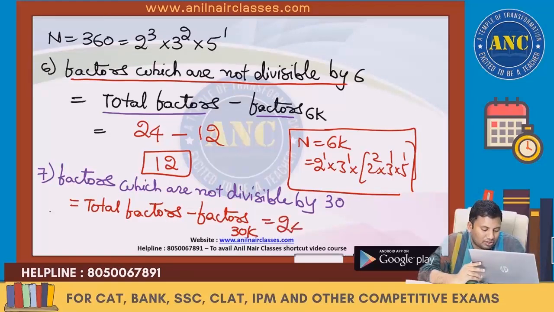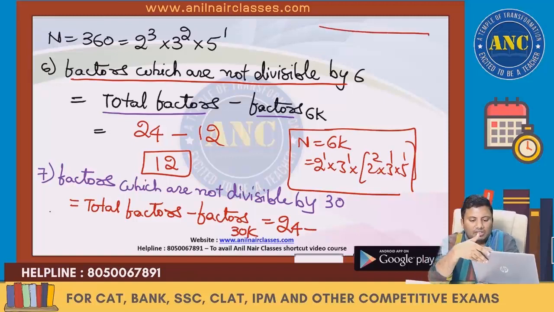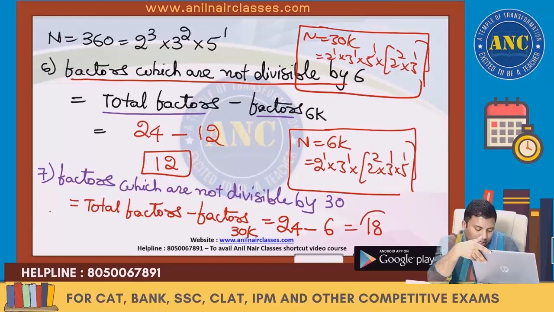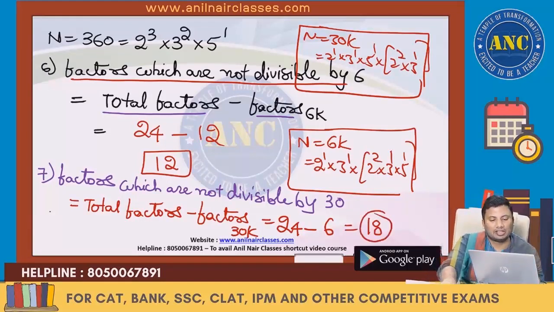Total factors is 24. Factors which are divisible by 30: 30 is 2 into 3 into 5, remaining is 2 square into 3 power 1. 24 minus 6 is 18. Factors which are divisible by k and factors which are not divisible by k. Sixth question and seventh question: divisible by k, not divisible by k.